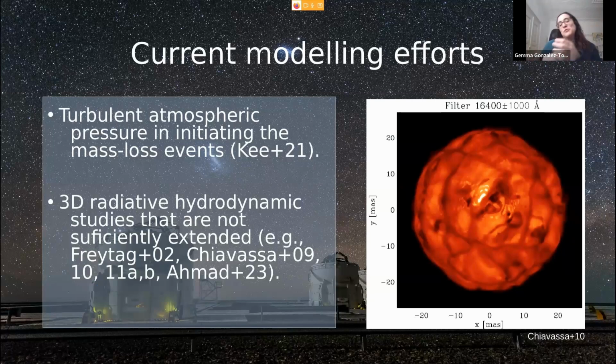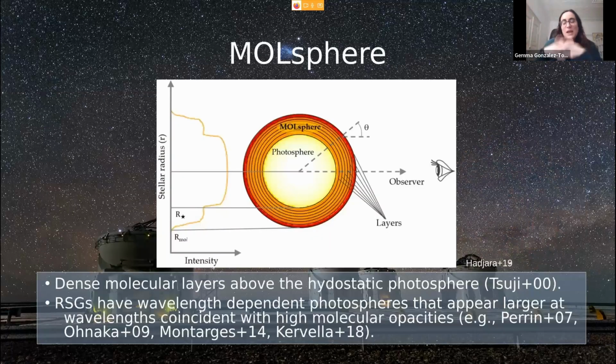And then there are, of course, the 3D hydrodynamic studies that we've seen by Bernd Freytag and the group in Uppsala, and also the group of Andrea Chiavassa. The main problem is that they can reproduce the star, but they are not extending it enough. I think it's around 2 stellar radii or so. So what happens in the rest of the star, basically? This was the theoretical approach, but in parallel we also get our observations, right?